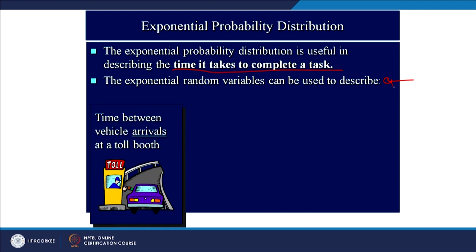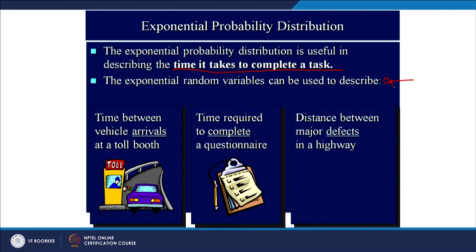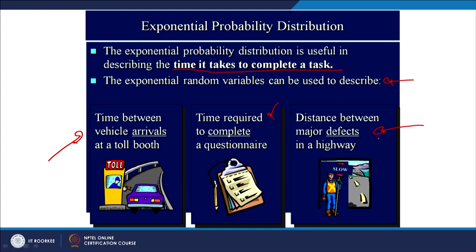Let us look at some examples or applications of exponential probability distribution. The exponential random variable can be used to describe these processes: time between vehicles arriving at a toll booth, time required to complete a questionnaire, or distance between major defects in a highway. These are a couple of applications wherein you can use exponential probability distribution.